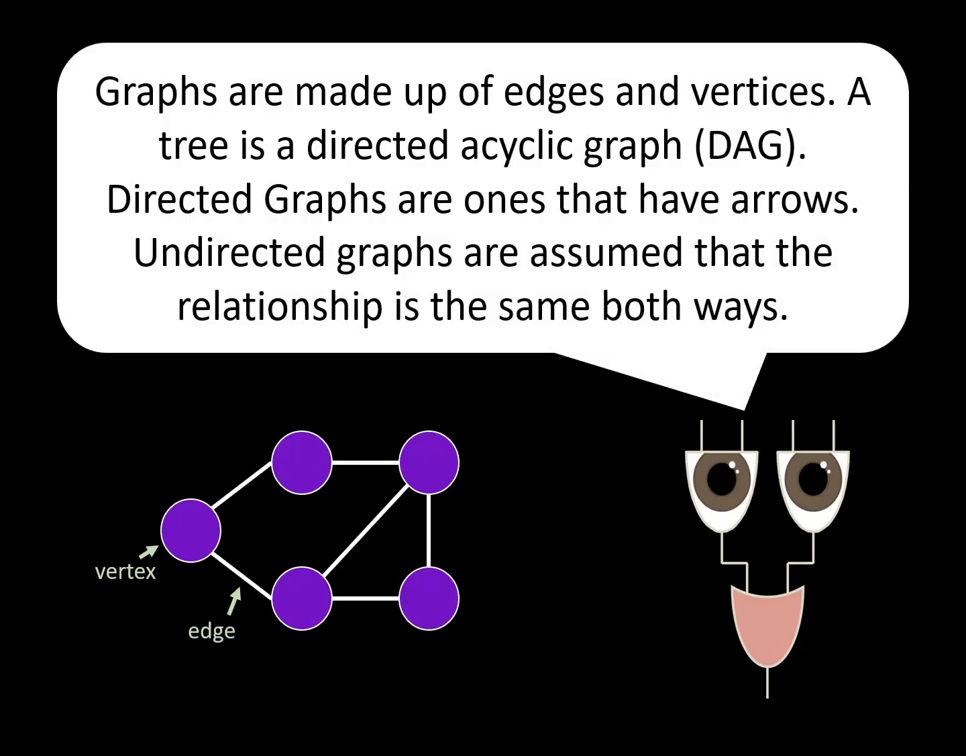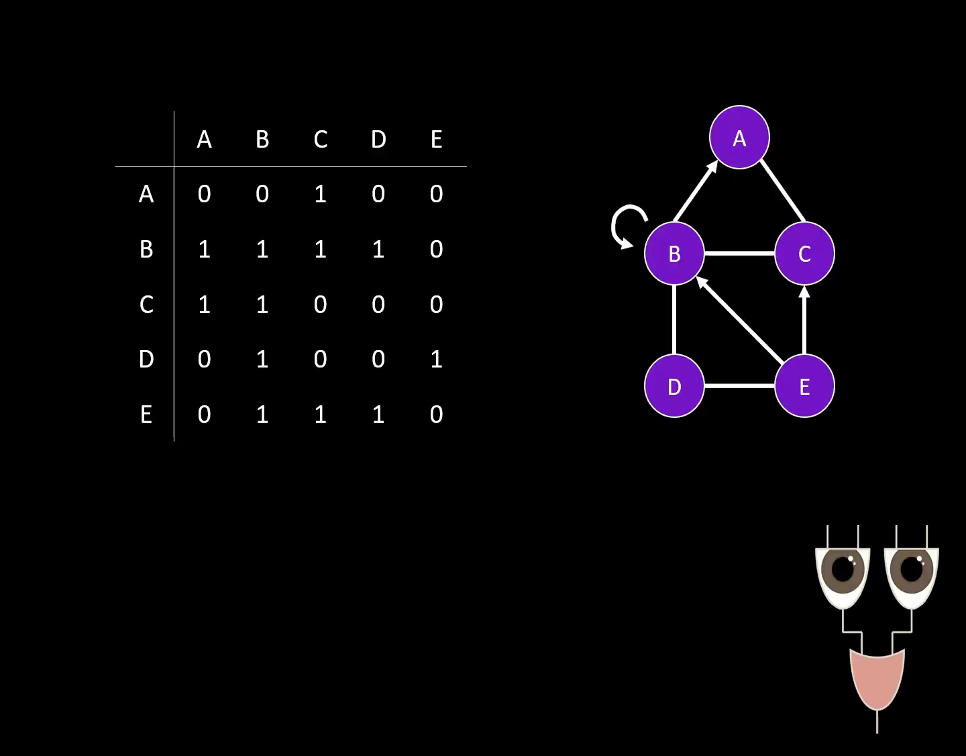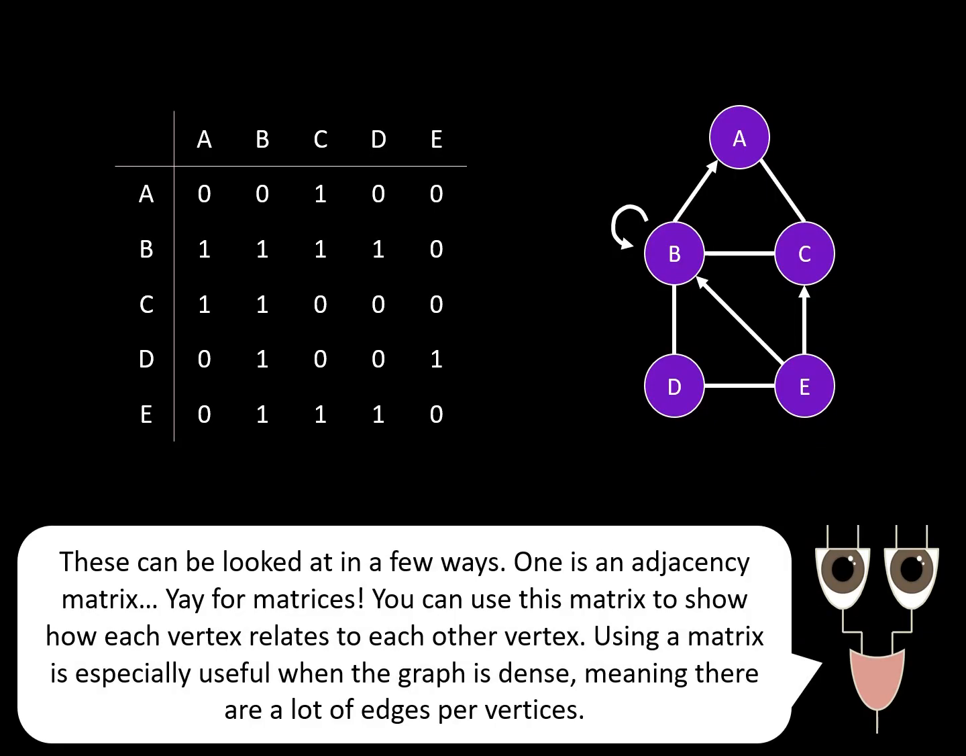Graphs are made up of edges and vertices. A tree is a directed acyclic graph, DAG. Directed graphs are ones that have arrows. Undirected graphs are assumed to have the same relationship both ways. These can be looked at in a few ways.